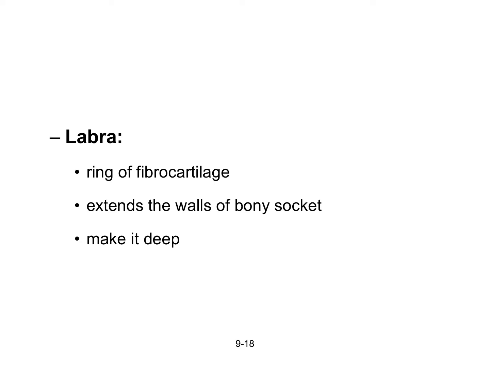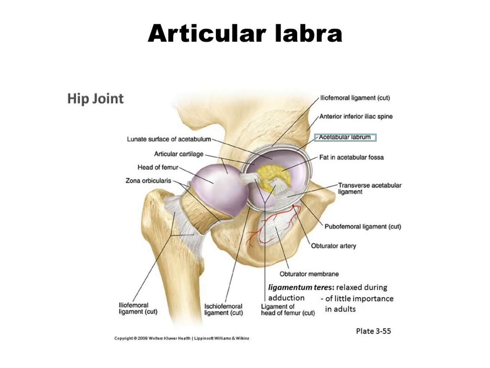Then we come to the labra. It is basically the extension of the walls of the bony socket. That extension is composed of fibrocartilage that makes the joint cavity deep. Here there is the acetabular labrum, circled, that you can see extends the walls of the acetabulum.